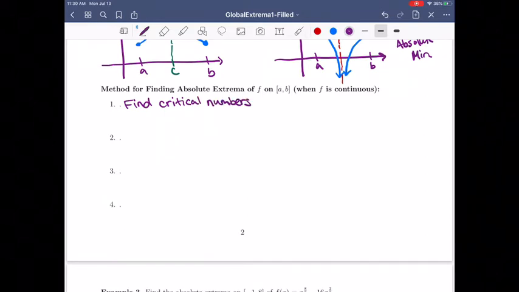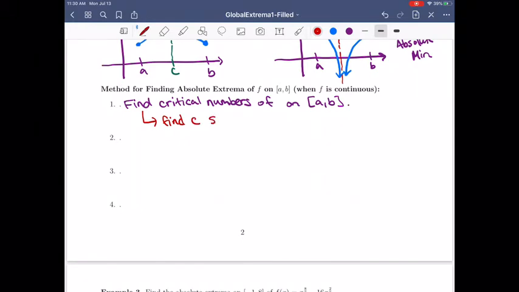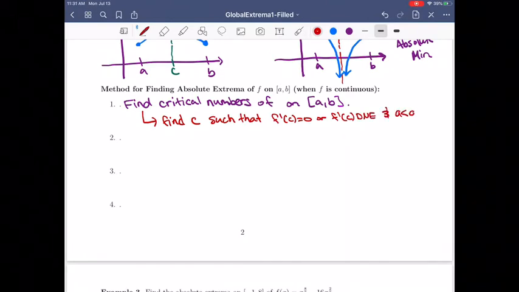So we find the critical numbers of f, and we only care about the ones that are in our interval. If you get some that are not in the interval, just throw them away. So what we're going to do here is find c such that f prime of c is 0, or f prime of c does not exist, and c is between a and b. We only want the ones in our interval.